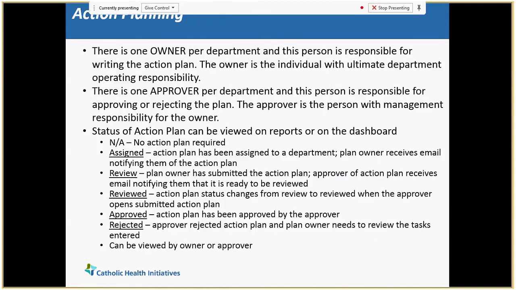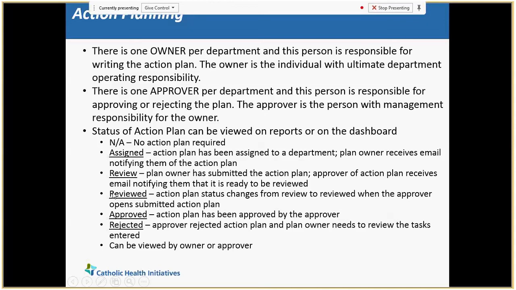Once an action plan has been initiated, it goes into a status. It goes into assigned status. So that means it's been assigned to the owner, and they're responsible to complete it. And they'll receive an email letting them know. Once they do submit it, it goes to review status, and the approver receives an email. So now they know to go in and review it.